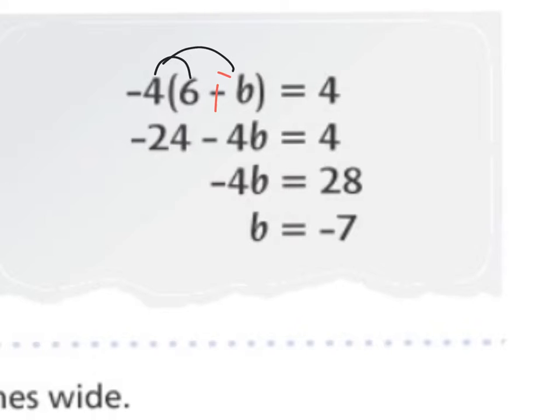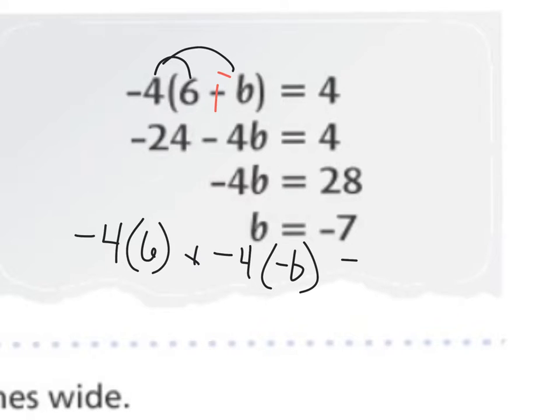So let's look maybe off to the side here. Let's work out what we'd be doing. So we'd be doing negative 4 times 6 plus negative 4 times negative b. So negative 4 times 6 would be negative 24, okay? And then negative 4 times negative b, negative times negative would be positive 4b. Do we have a mistake yet?